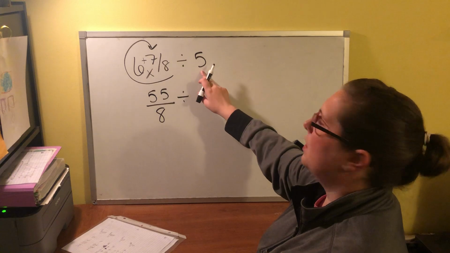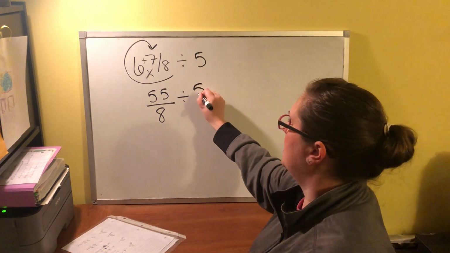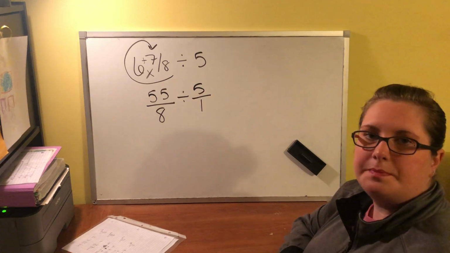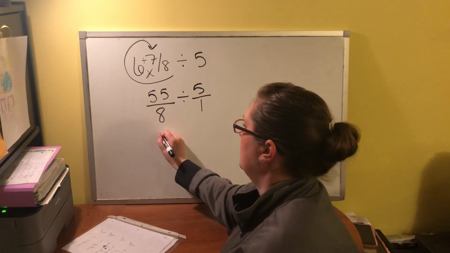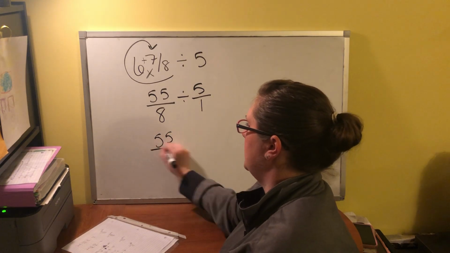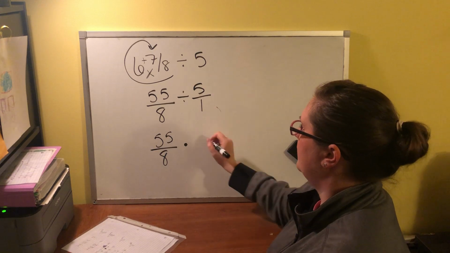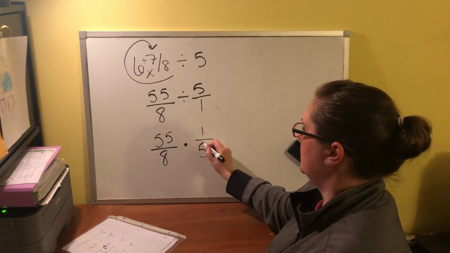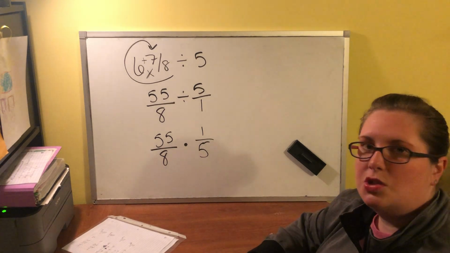Divided by, well, I have a whole number 5. I have to turn it into a fraction. Remember, to do that, this becomes 5 over 1. Okay? Now we can apply our division rules. First fraction stays the same. Division becomes multiplication, and we flip our second fraction. Okay? Now we apply our multiplication rules.